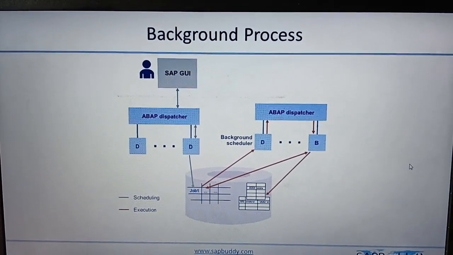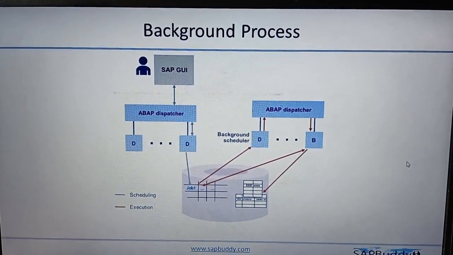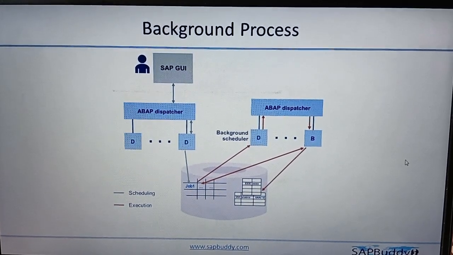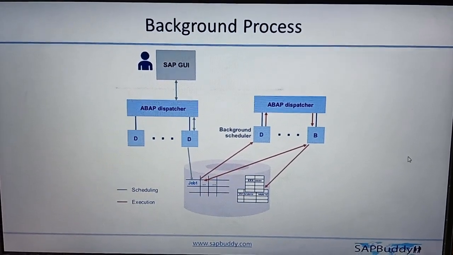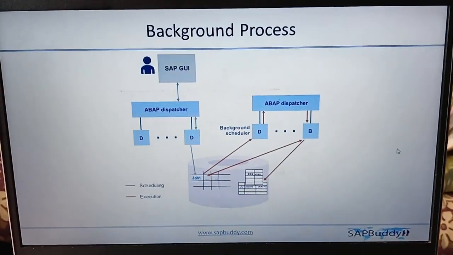Then you can also run it on a periodic basis, or you can use it for jobs which may require quite a long time. It will run for quite a long time. So instead of running in the dialog work process, you can run it in the background work process. Let's go to our system and see how we can schedule a background job and how we can monitor this.